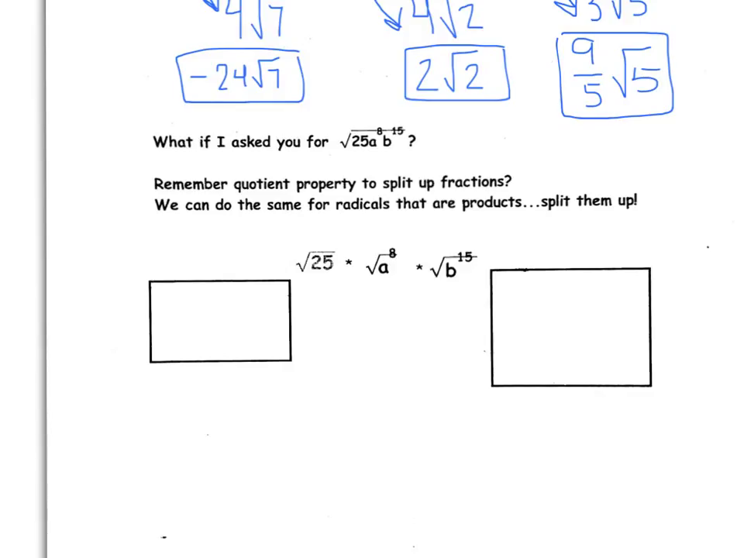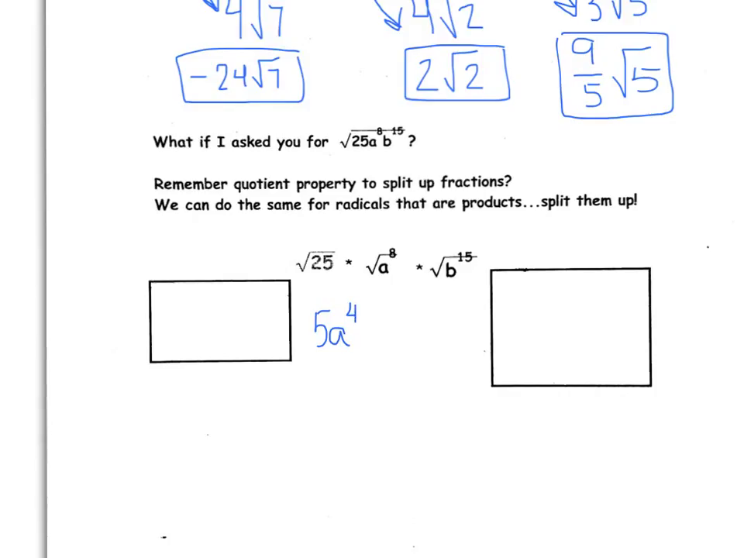Now it becomes a little easier. Square root of 25, well, that's easy. That's 5. But what do we do with the variables? Okay. With exponents, you cut the exponent in half. So the answer to the square root of a to the 8th is half of that exponent, which is a to the 4th.